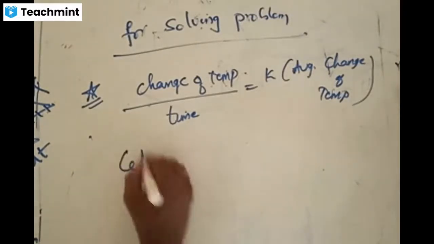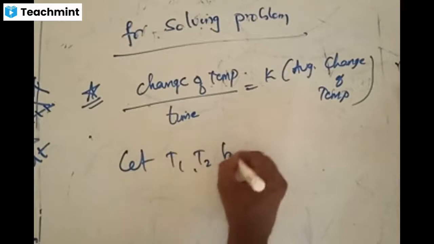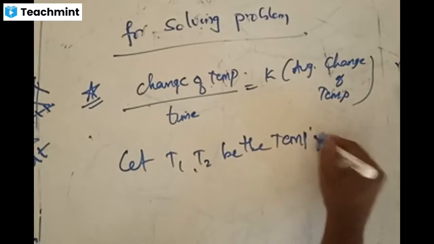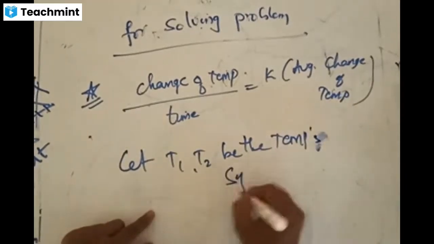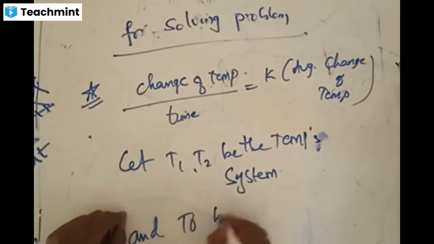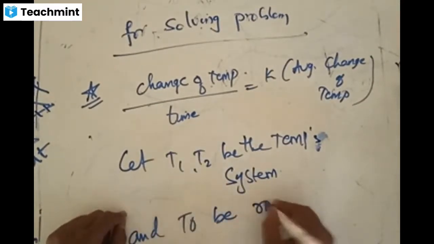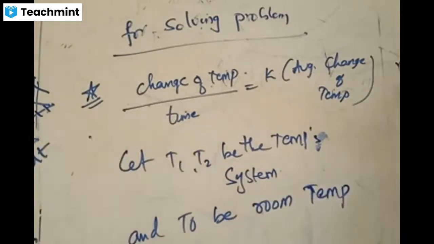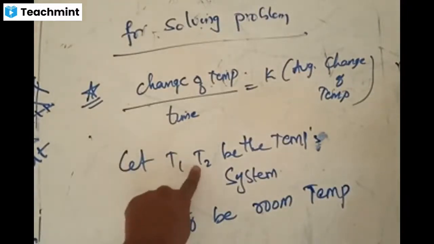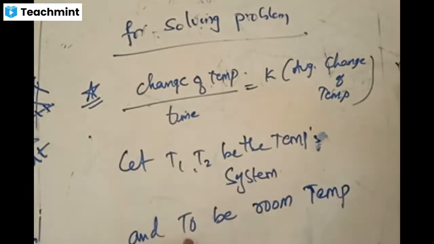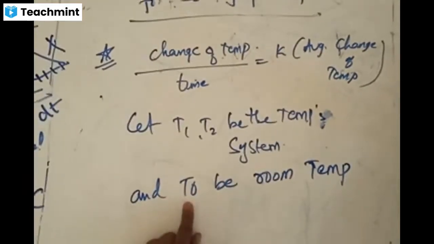Let T1 and T2 be the temperatures of the system, and T0 be the room temperature, or surroundings temperature. The system has got two temperatures. The system is coming from T2 to T1, right? Whereas every time, it is interacting with the temperature of the surroundings. Surroundings temperature is called room temperature, called T0.